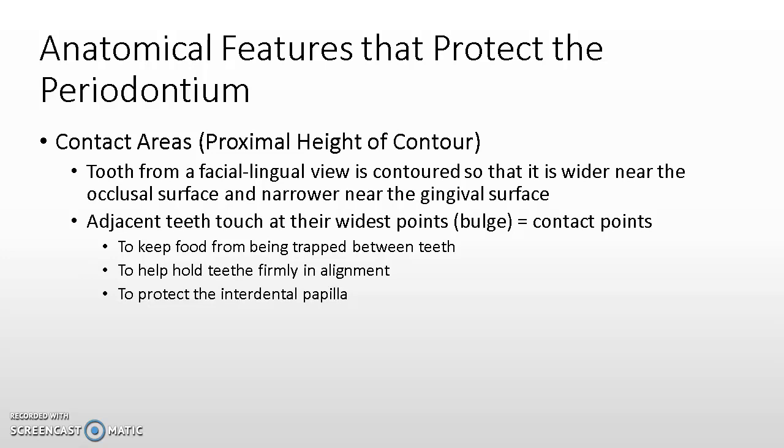Contact areas are the proximal height of contour, where the tooth from a facial lingual view is contoured so that it is wider near the occlusal surface and narrower near the gingival surface. Adjacent teeth do touch at their widest points, which is the contact point. So this is where, when you're flossing your own teeth, the floss is going to be snapped or pushed through that contact point. These help to keep food from being trapped between the teeth. They help to hold the teeth firmly in alignment, and they also protect the interdental papilla of the tissue.